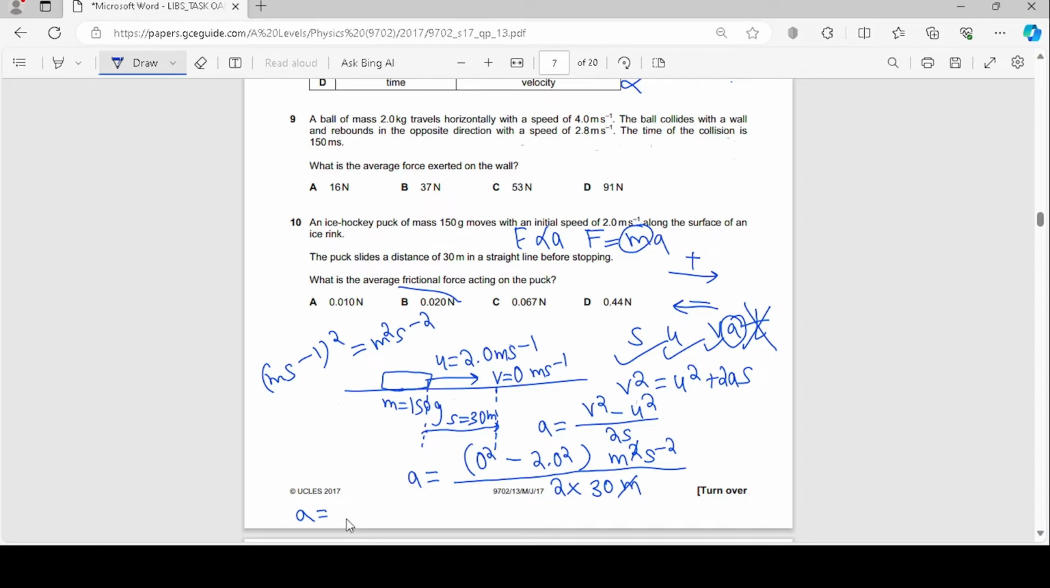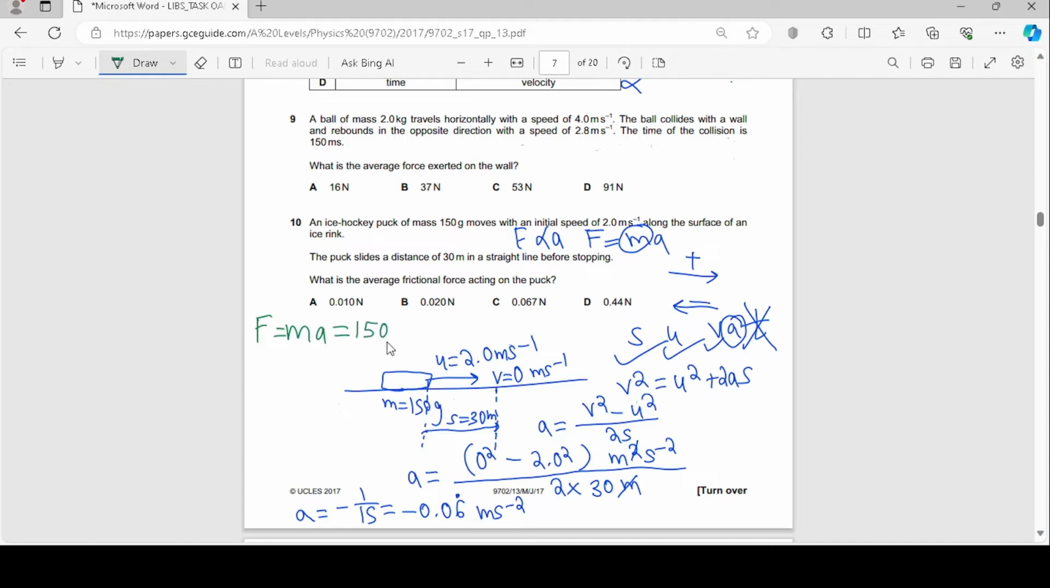So I get minus 1 over 15, which is minus 0.06 recurring meters per second squared. Now, let me just erase this so I have space to write. Now we know that F equals ma. This is the resultant force, so then we're just going to substitute the values into this.